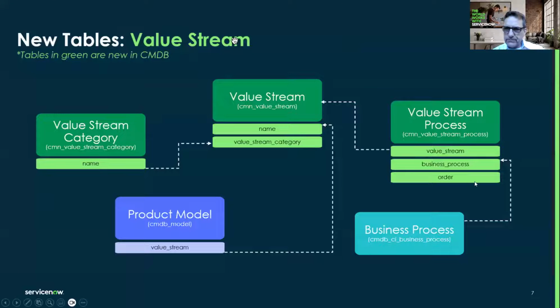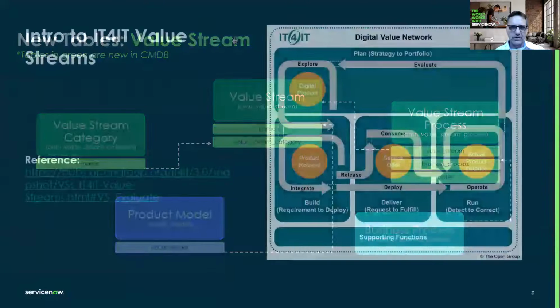The value stream process is equivalent to the value stream stage. What we're doing is linking the value stream to a set of processes and giving them order. So you'll see the order field in there when we get to it. Okay, so those are the tables you get when we get started today.